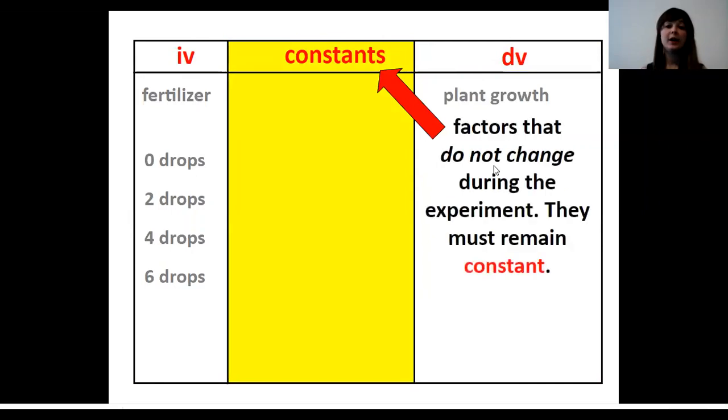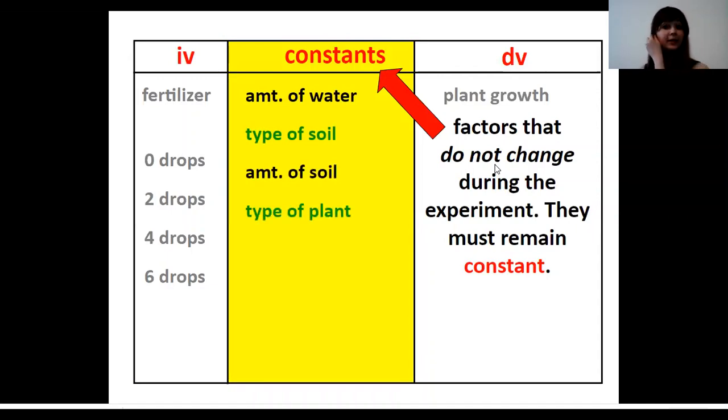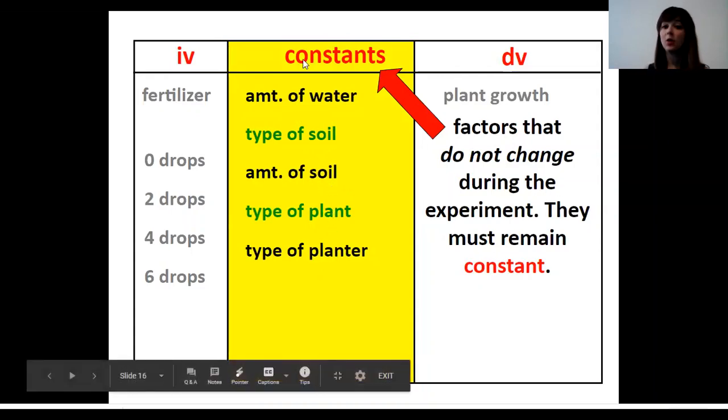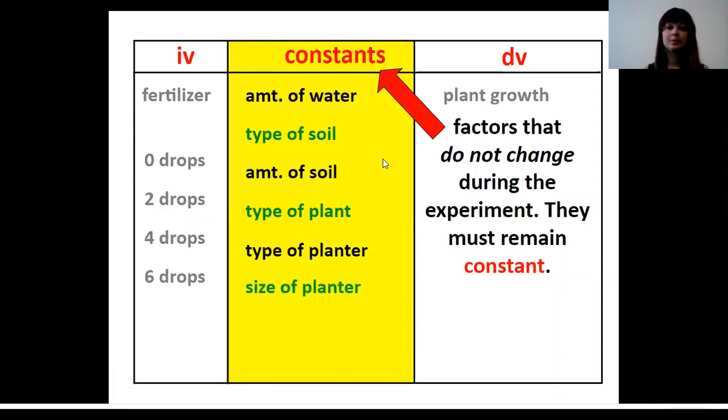So some things you might have thought of would be amount of water, type of soil, amount of soil, type of plant, and type of planter. These are all things that if they changed in the experiment, you couldn't guarantee that it was the fertilizer that affected the plant growth. So we would want to keep all of these factors constant or the same. A few more there for you.